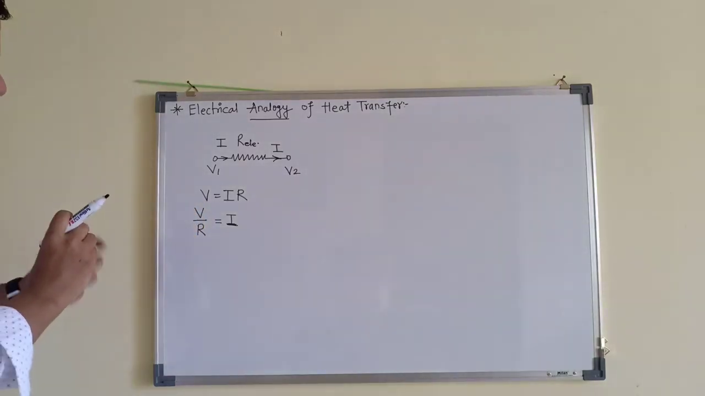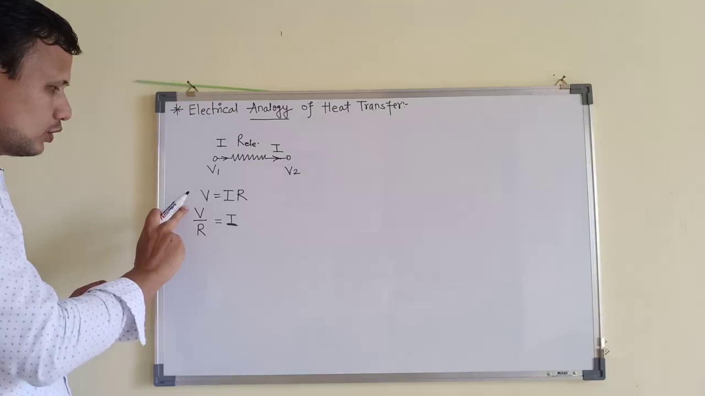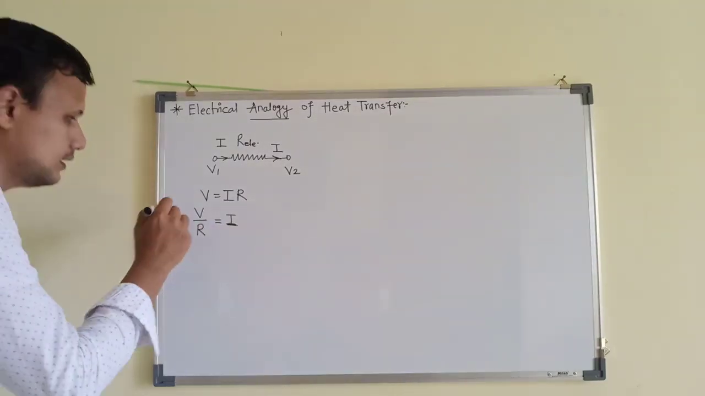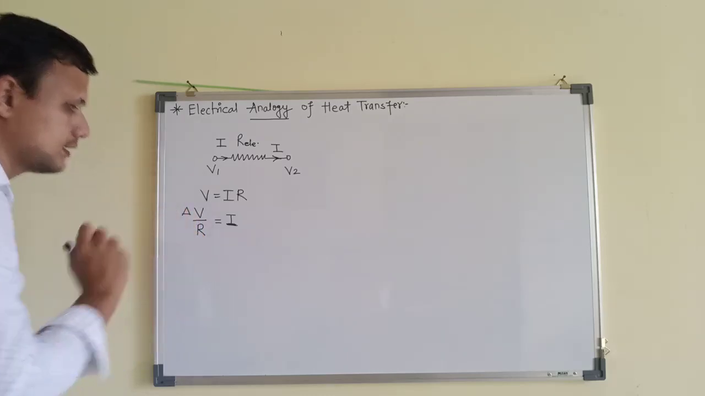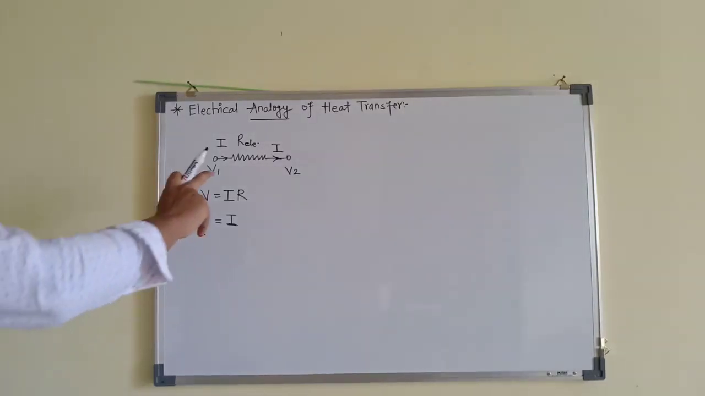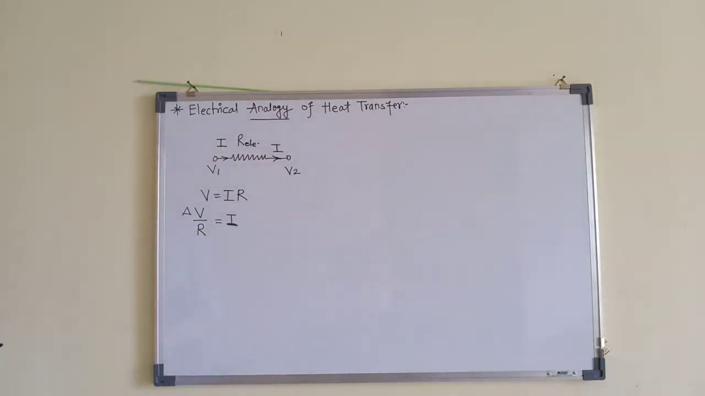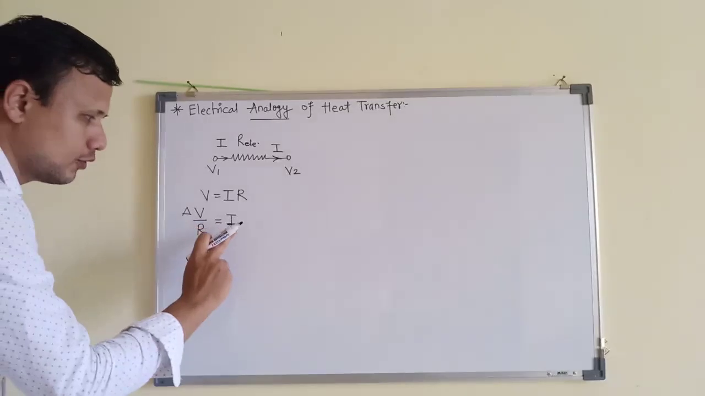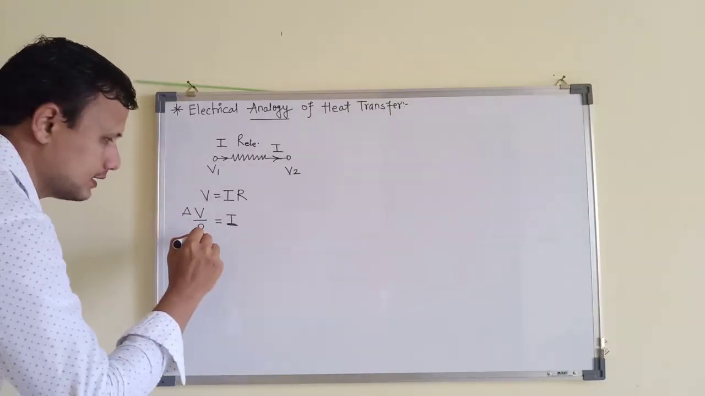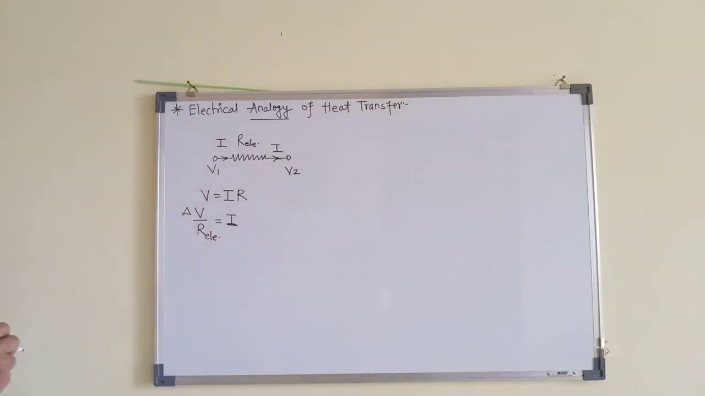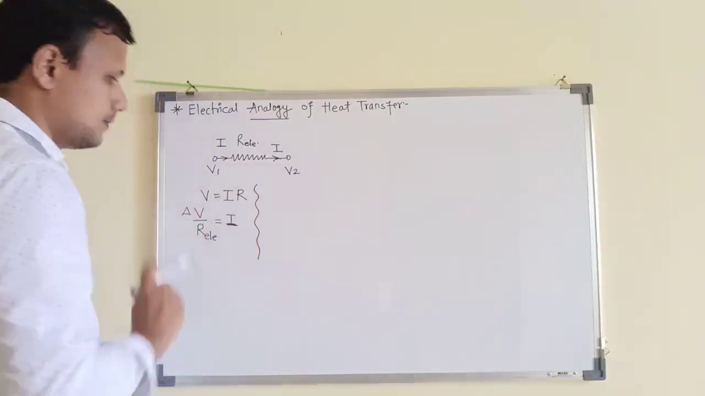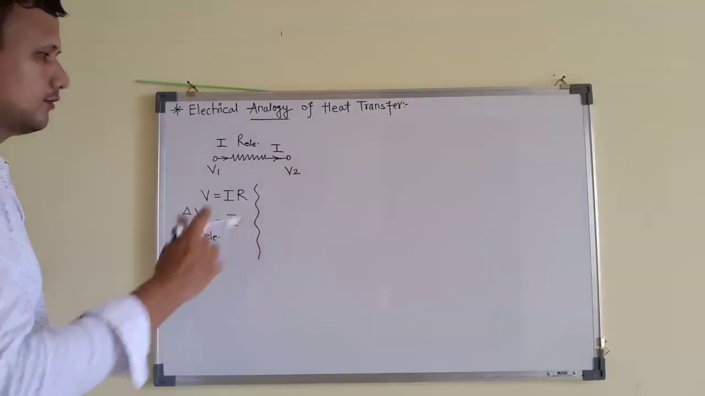If we understand this, we see that it is not only V which is responsible for the flow of electric current. This is actually delta V. Only potential is not sufficient, there has to be potential difference. Only with that potential difference can the current flow, and this flow of current is opposed by this electric resistance R electrical. So now we will understand how it is very similar to the heat flow.